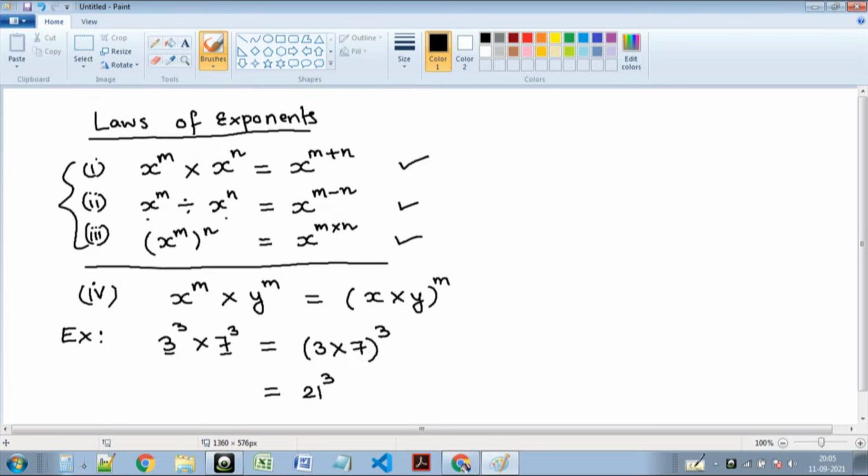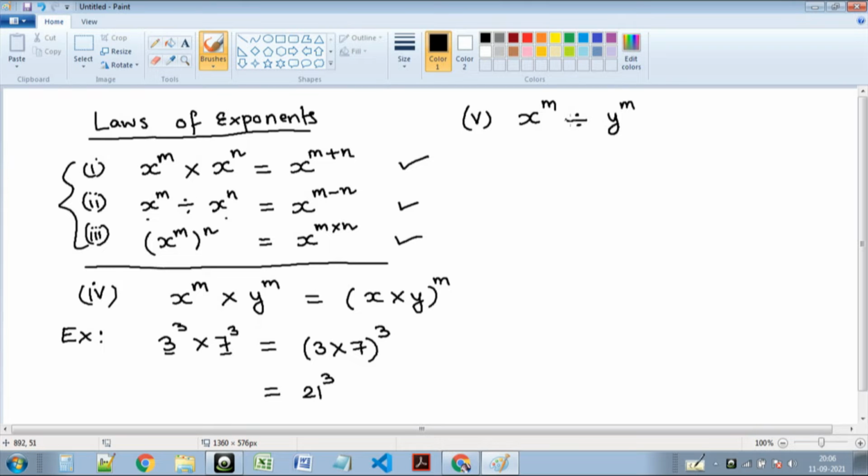So this was a small example of how we can do it whenever the bases are different and the powers are same. Now let's move on to another law of exponent, that is number 5. Number 5 law says that it is of the same type that we have done just now. So x to the power n divided by y to the power n. You can compare number 4 and number 5: there the bases are different in both the cases and the powers are same in both the cases. But the difference is here it is multiplication and here it is division.